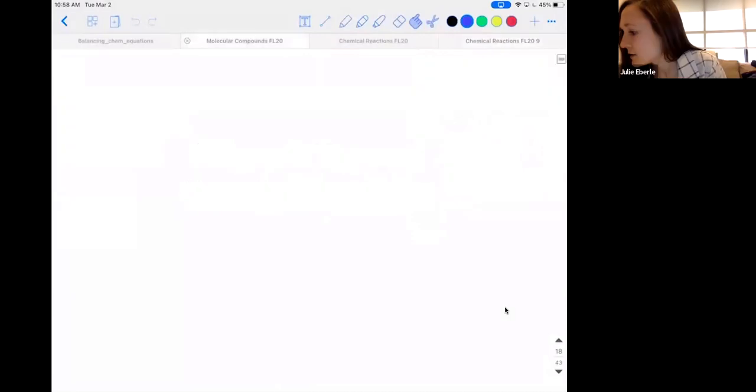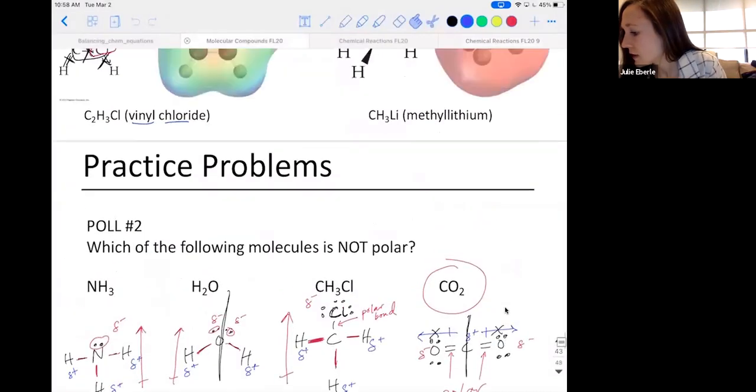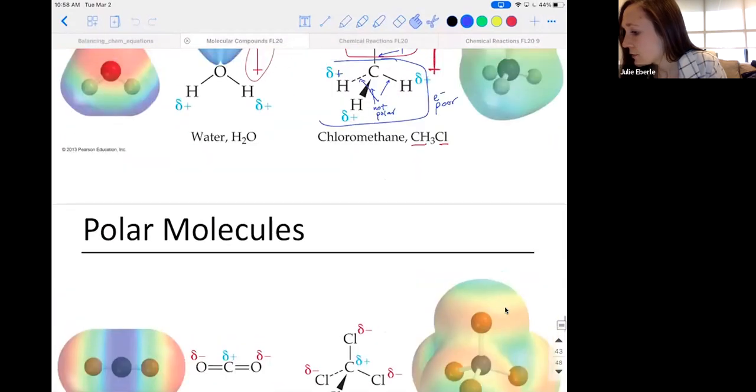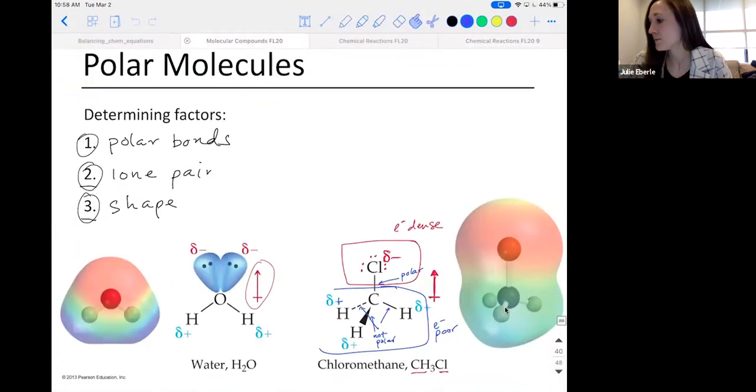Really quick, before we jump really hard into chapter 5, I want to slide over to chapter 4. We talked about, if you remember, polar molecules. But this was at the very end of lecture, and your brain was probably fried at this time, and it was the last few minutes.